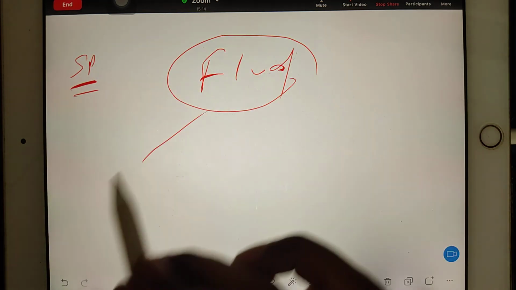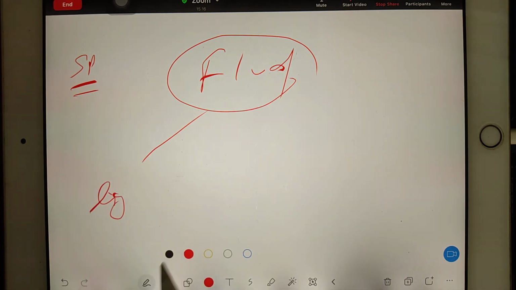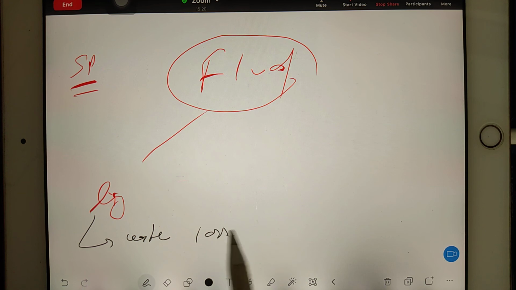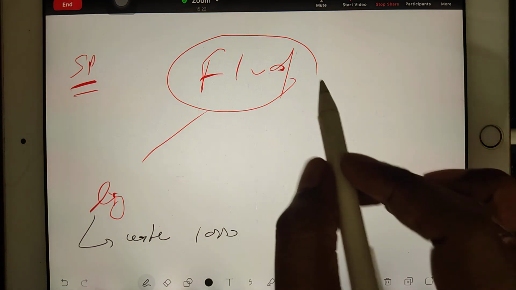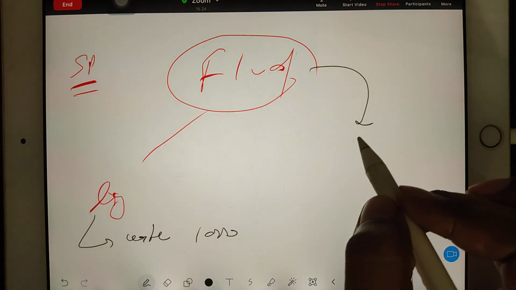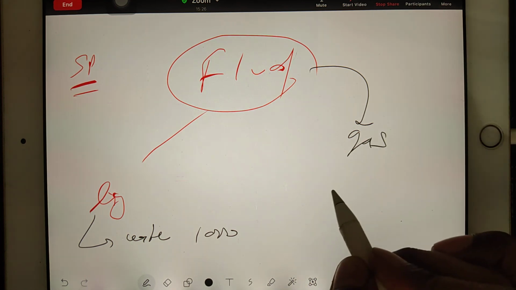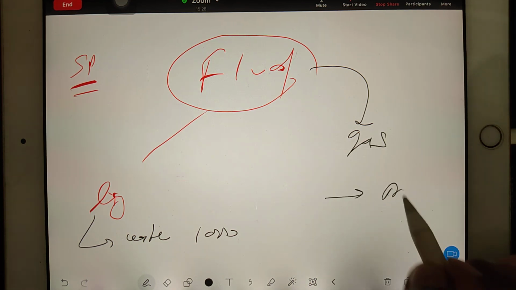It means what? Specific gravity is defined for fluid. We have two types of fluid. One is liquid. There the standard liquid is taken as water and density will be 1000 at the given condition, as I explained. Another fluid will be your gas. In case of gas, your standard gas will be taken as air.